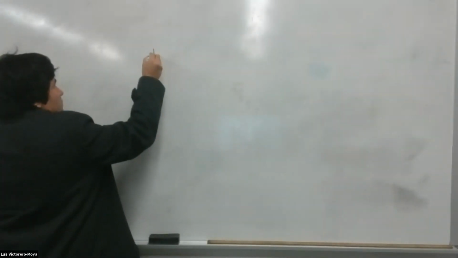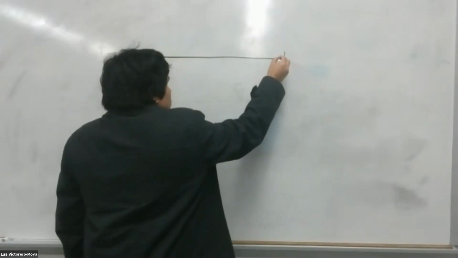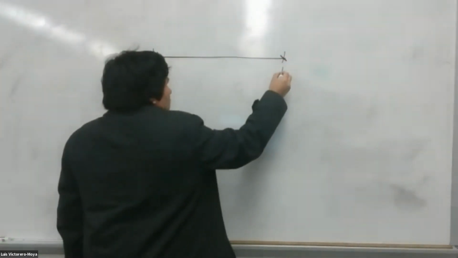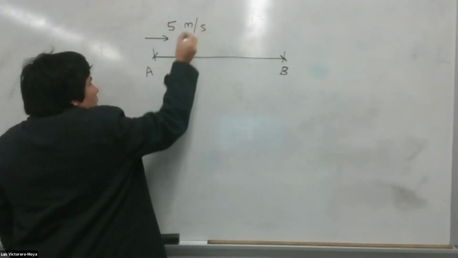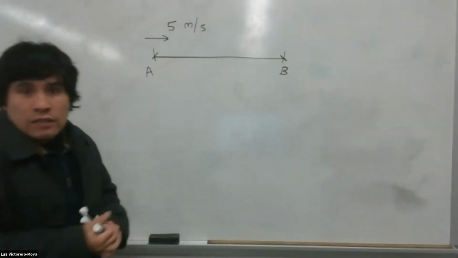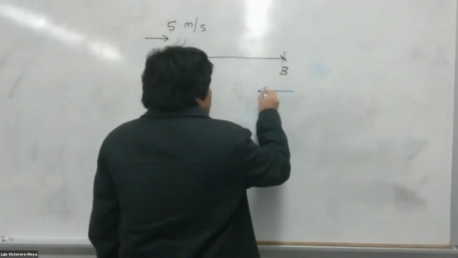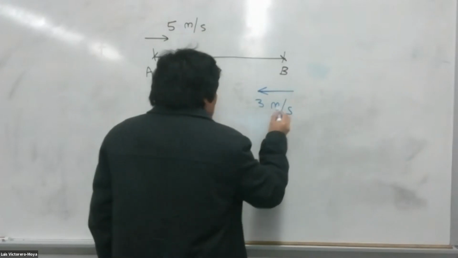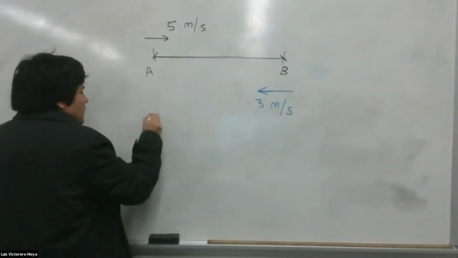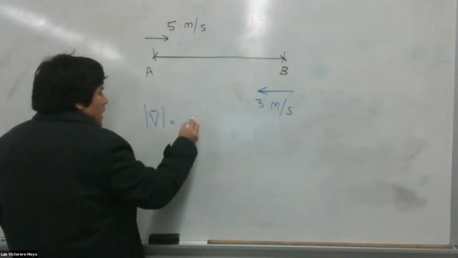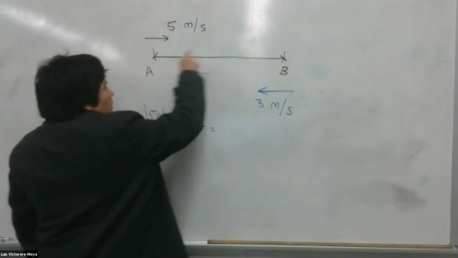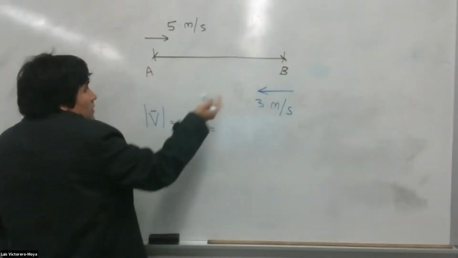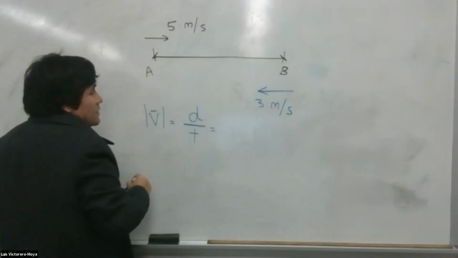The average speed, if you are traveling a certain distance from A to B at first at 5 meters per second, and then you are going back at 3 meters per second, is the total distance divided by the total time. But here, the average velocity will be 0 because you end up on the same position that you started.